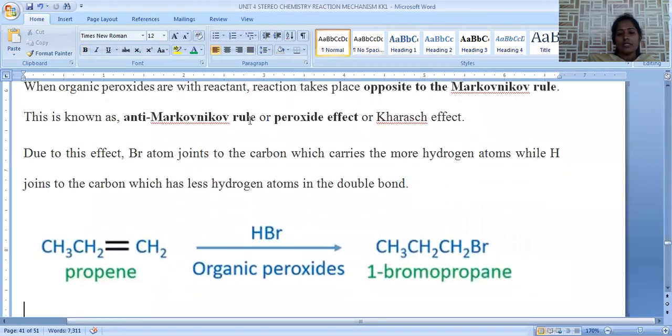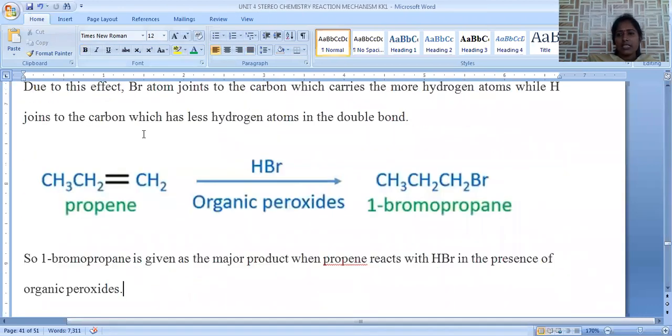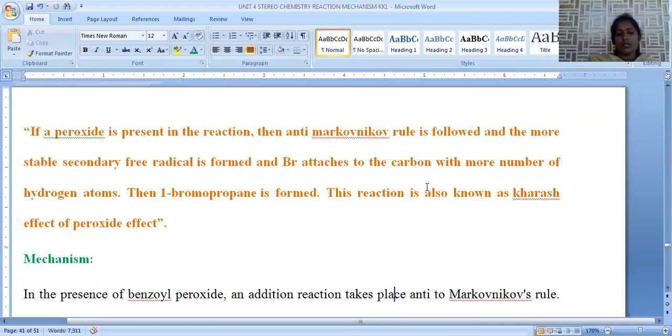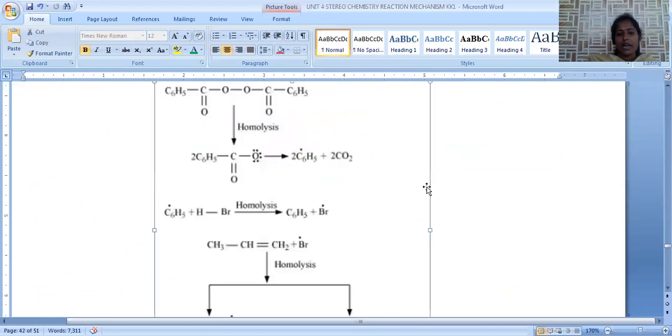Here is the reaction product. Propene was taken and added with HBr in the presence of organic peroxide, giving 1-bromopropane as the major product. Let us see why this product is formed and what the mechanism is. The mechanism is explained here. We are taking peroxide. The peroxide is C6H5, C double bond O, O, C double bond O, C6H5. This is called benzoyl peroxide.